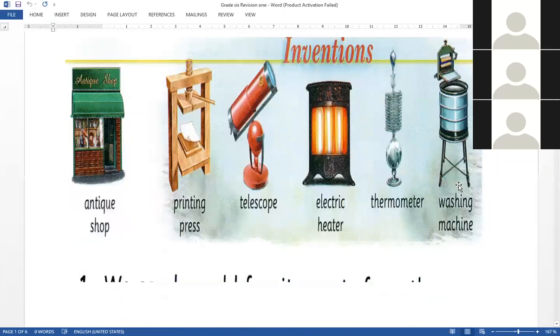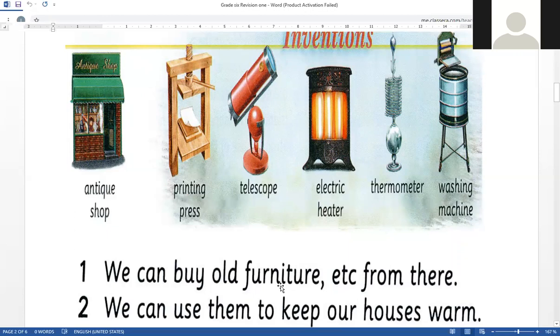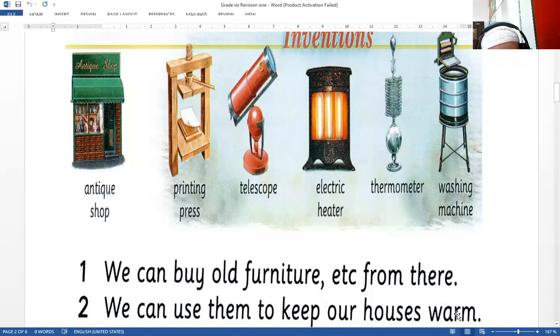Khalid, read these words of unit two. Antique shop, printing press, telescope, electric heater, thermometer, and washing machine. We can buy all the furniture from the antique shop. We can use them to keep our houses warm. Our house is warm, Khalid. Electric heater. Thank you.